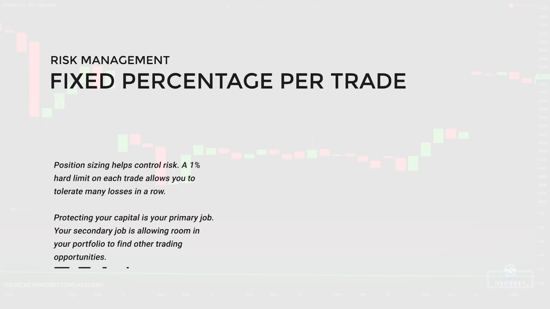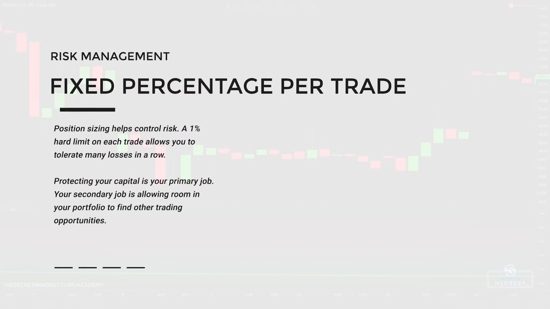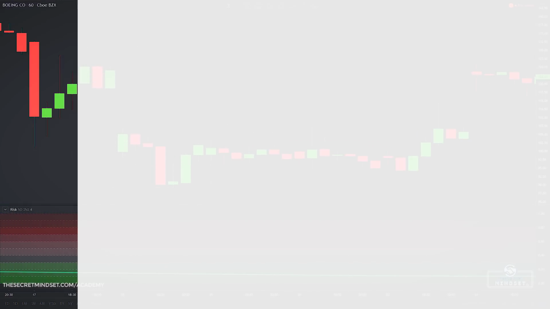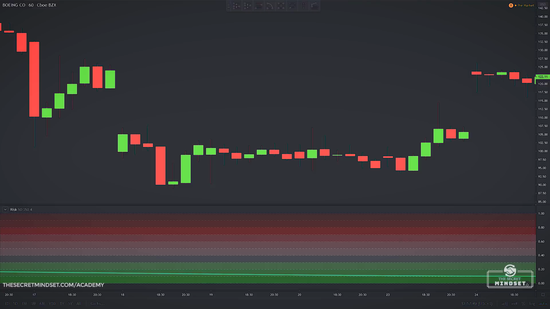Position sizing helps control the risk. A 1% hard limit on each trade allows you to tolerate many losses in your search for profits. Protecting your capital is your primary job. Your secondary job is allowing room in your portfolio to find other trading opportunities. The fixed percentage amount is an easy approach to accomplish this.